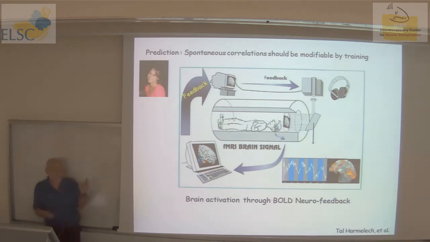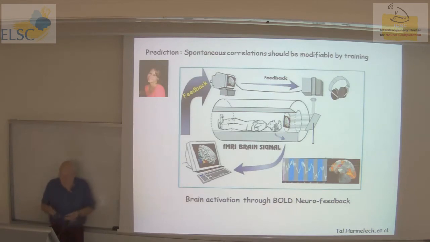And not only that it's modifiable, no, the critical point here is not only that it is modifiable, but you can see this modifiability reflected in the spontaneous activity of the brain that you measure when somebody is relaxing and not doing anything. So we have a window into looking at what happened in the brain as a result of training, for example. But let's see the data and judge for yourself.